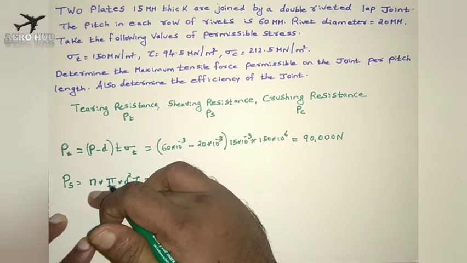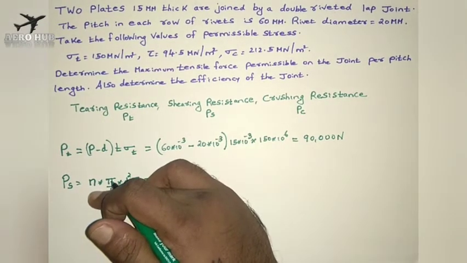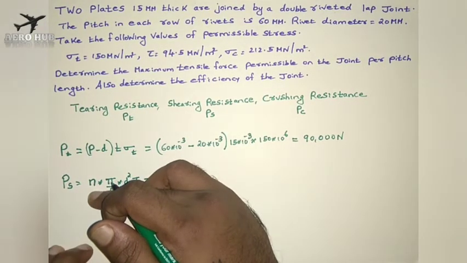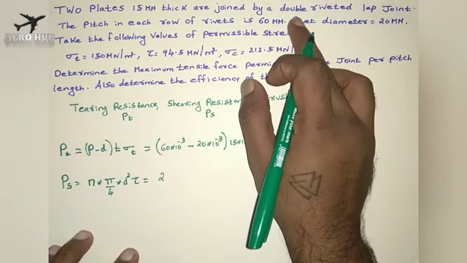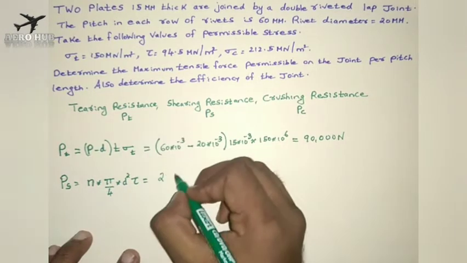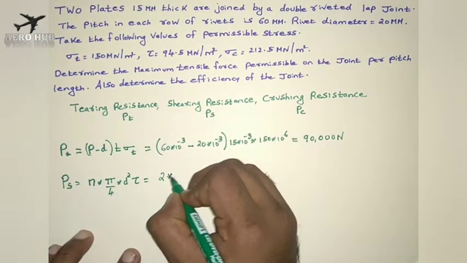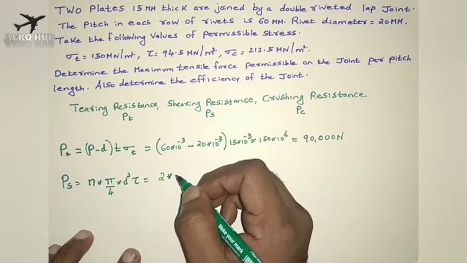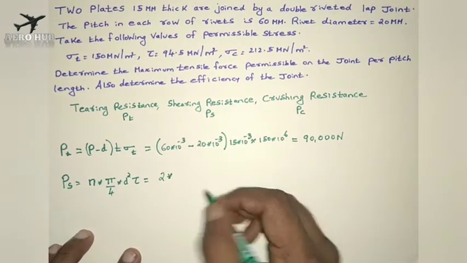I repeat, the value of n is nothing but the number of rivets per pitch length. It is given as a double riveted lap joint, so the value of n will be 2, and it is not mentioned as double shear in the question, so it will be single shear.